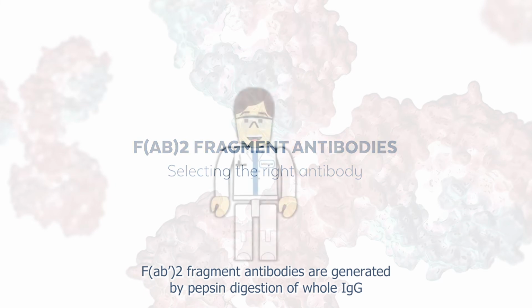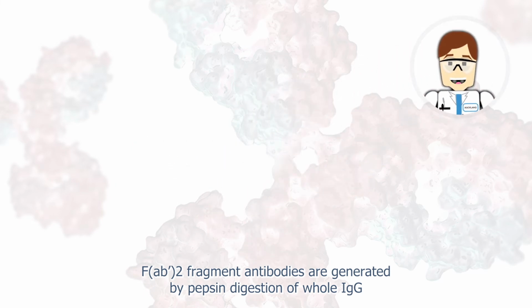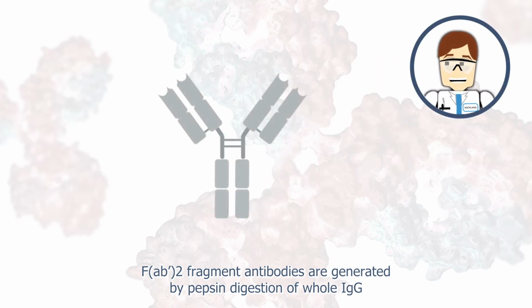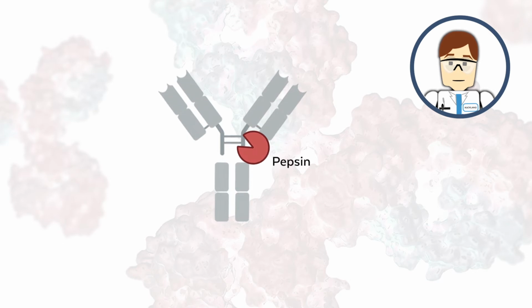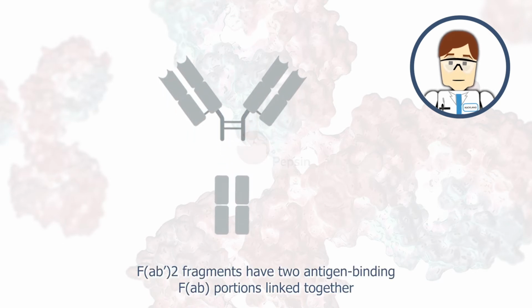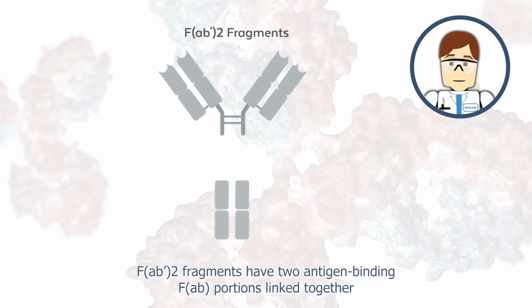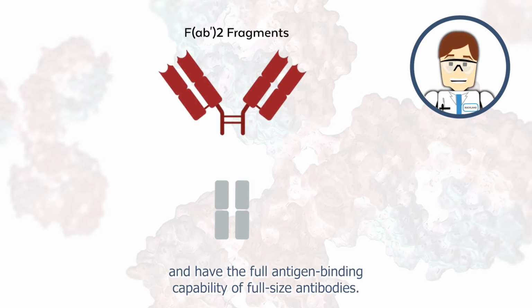Fab2 fragment antibodies are generated by pepsin digestion of whole IgG antibodies to remove most of the Fc region while leaving intact the hinge region. Fab2 fragments have two antigen-binding Fab portions linked together and have the full antigen-binding capability of full-size antibodies.